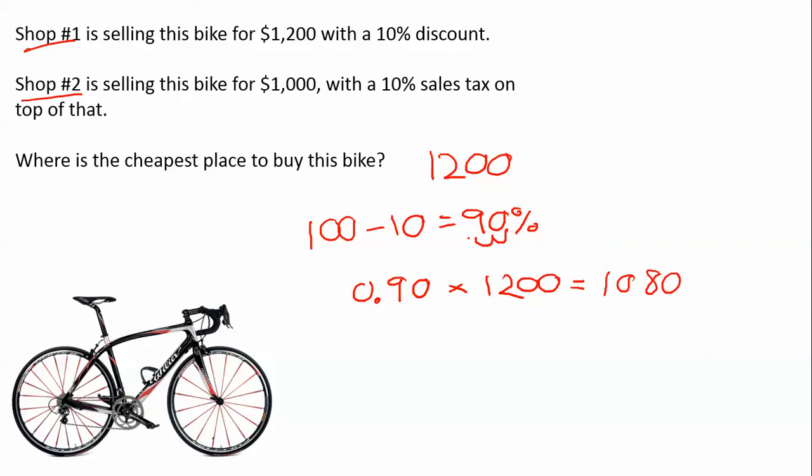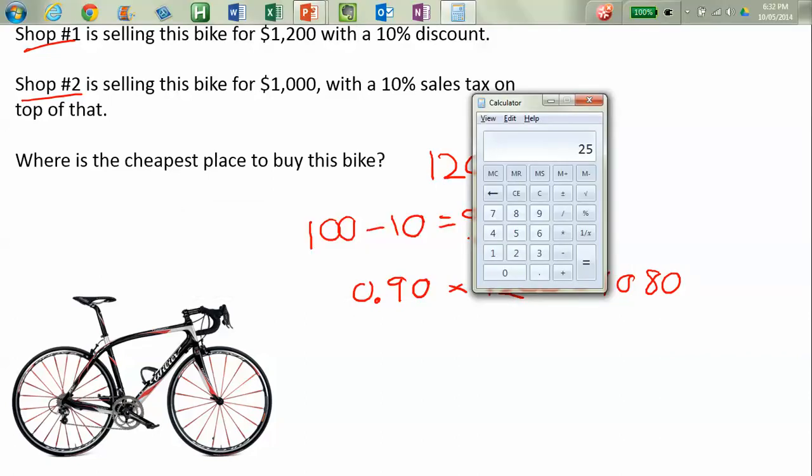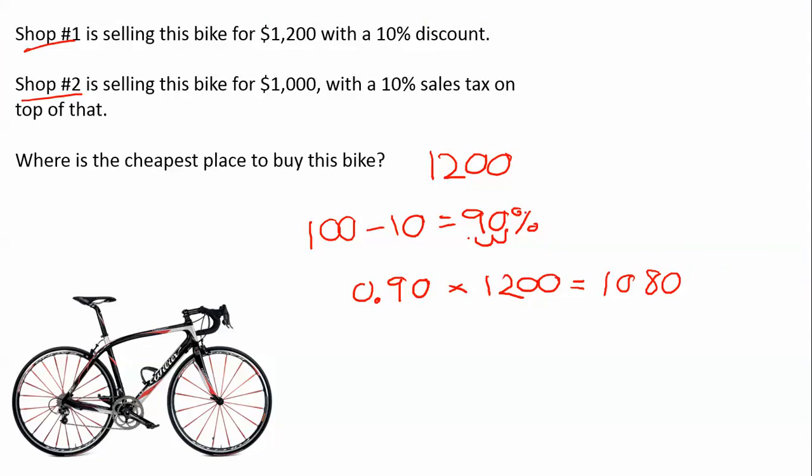But just to be sure that I didn't just make that up, I'm going to pop across and check it on the calculator. So it's $1,200, so I'll just clear that out, times 0.9, because that's the price. So it is 1,080. So popping back, the price from shop 1 is $1,080.